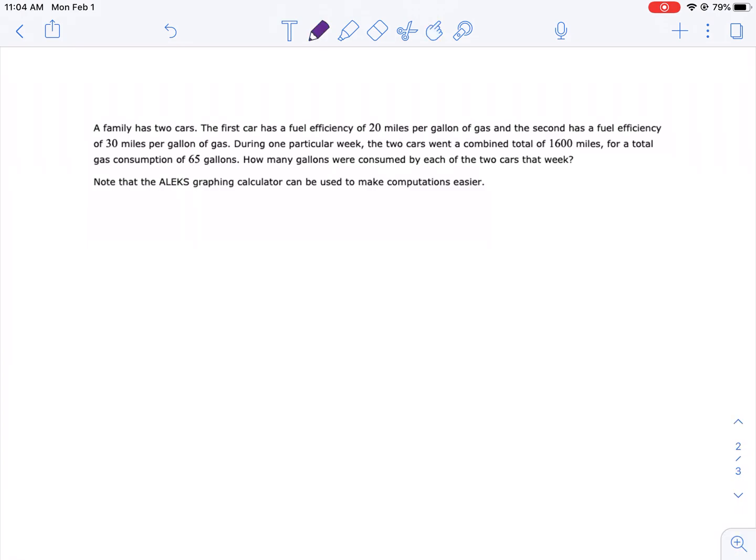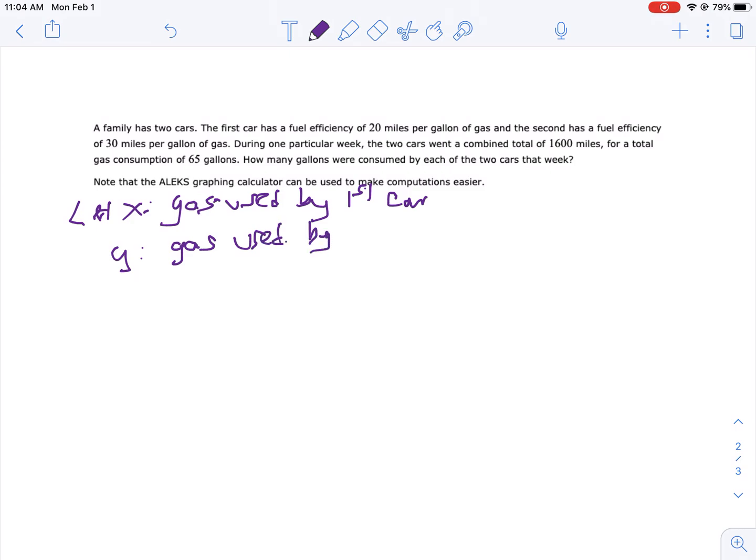So I'm going to write this down before I forget. I'm going to let X be the gas used by the first car. I'll let Y be the gas used by the second car. Now, one of our equations is going to be with gas. And we know we used a total of 65 gallons. So I'm going to say X plus Y equals 65.